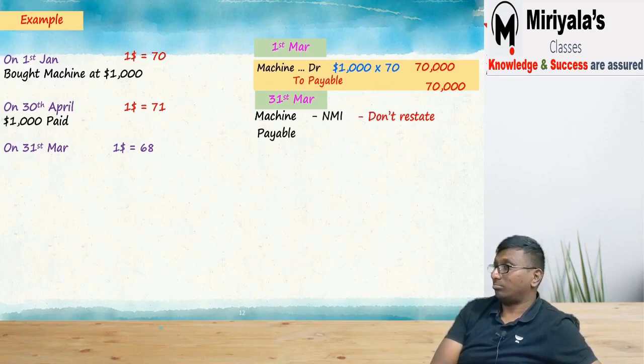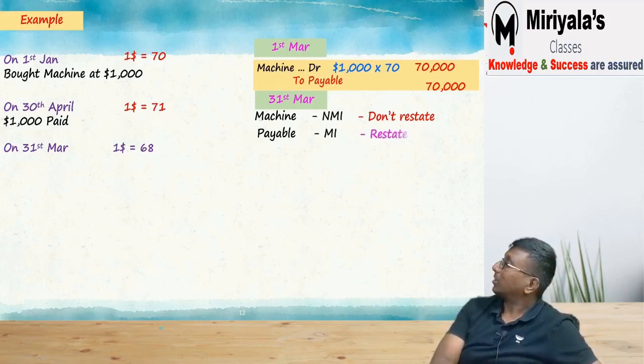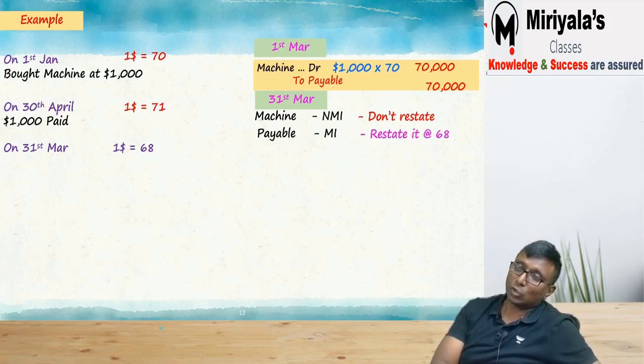But there is one more item called payable. Machine account debit to payable, you wrote. Machine is non-monetary, don't restate. Understandable. But payable is monetary. Does it need to be restated or not? Must be restated. So, what is the rate on 31st March? 68. So, is it a gain or loss?